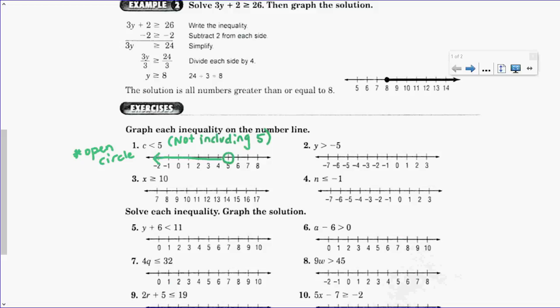Okay, for number 2, now we're talking about numbers that are greater than -5. So this is still not including -5, so it's going to be an open circle. So find -5 and make an open circle. And then if numbers are greater than -5, which way does it go? It's going to go to the right.